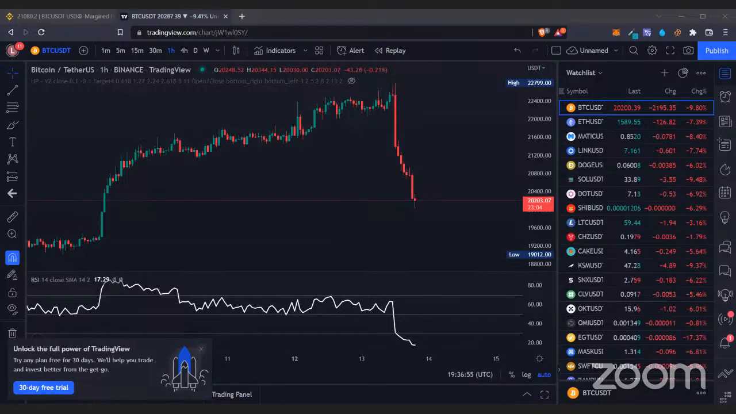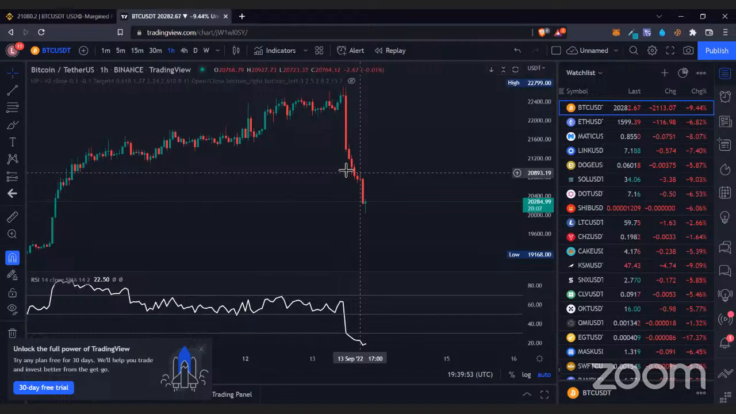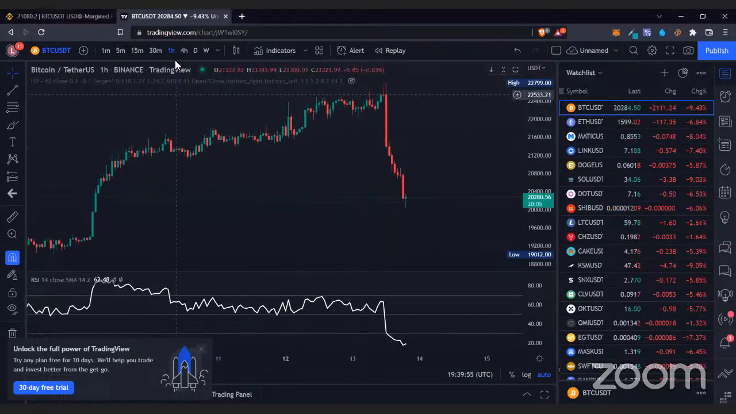Okay, let's say I saw this coin pumping. I don't know if this is the right screen I'm sharing. Okay, I guess this is the screen, right? Yeah, this is the screen.